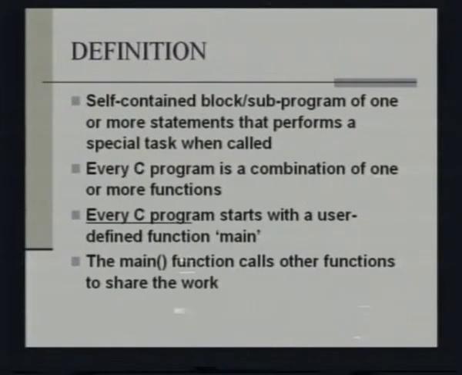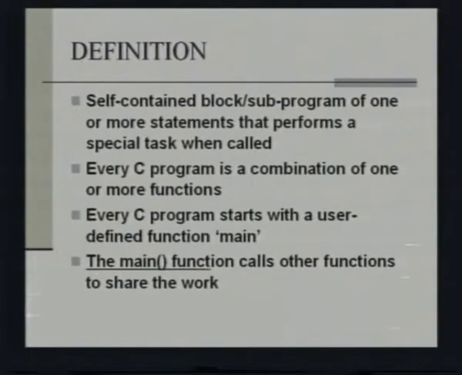In order to divide the program's problem into sub-problems and individually analyze it and solve it, we go in for these other functions. Every C program starts with a user-defined function that is called main. A user-defined function is one which is defined for the user's need. The main function calls the other functions to share the work. So the main function is the main program of C. The other problems which are solved by the other functions have to be specifically called from the main function if the particular set of statements are to be executed. So this is the basic logic behind using functions in C.